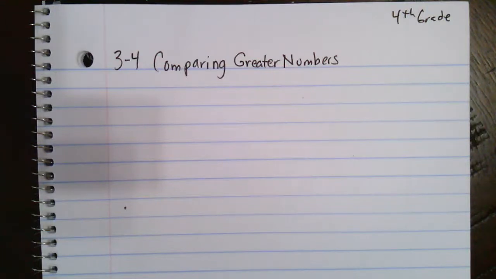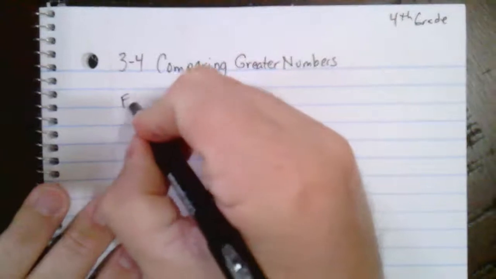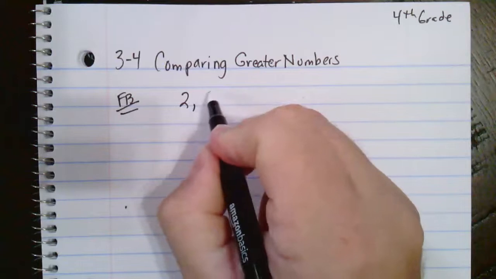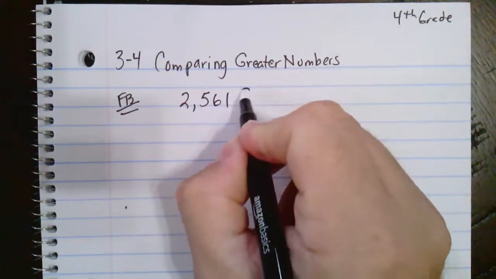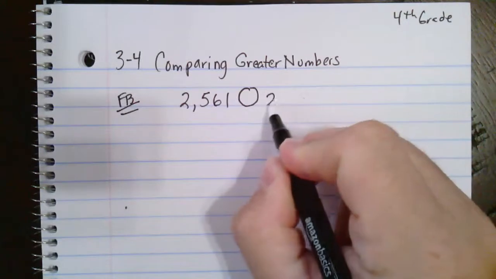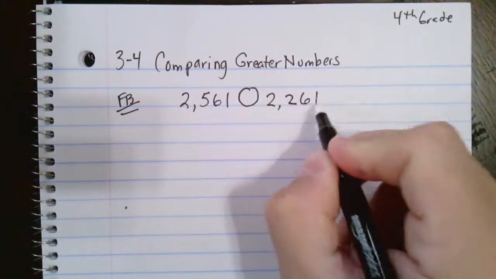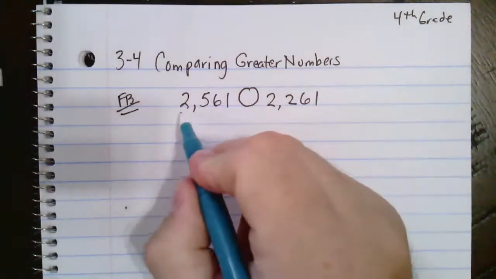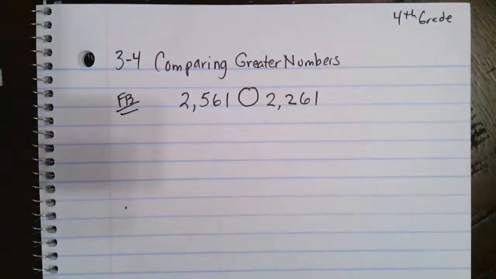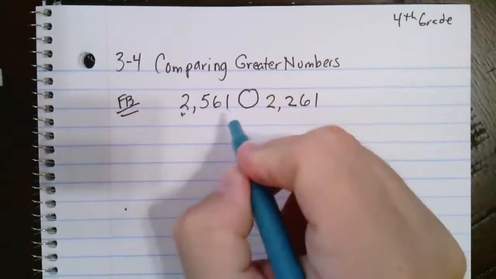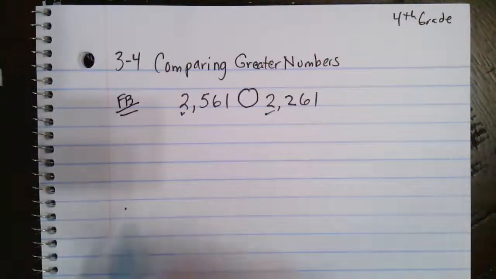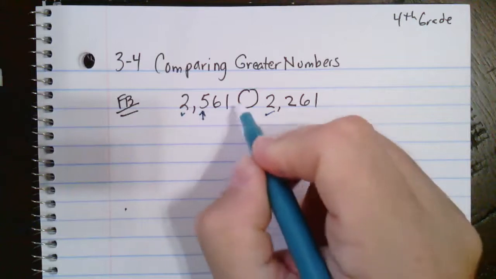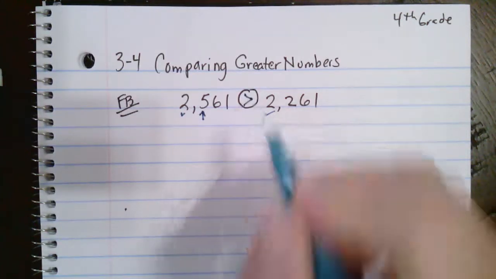So, a quick flashback to what we did last time. Remember, an FB is a flashback. We looked at numbers such as 2,561 and compared that to 2,261. We can look and see, do they have the same number of digits? There are 4 digits into the thousands in each of those. So we start with our greatest one. The thousands are the same. When we get to the hundreds, we have a 5 and a 2. This one is larger. So 2,561 is greater.